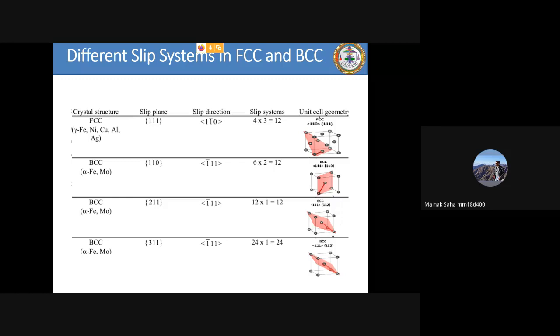Okay, now one very simple question to you guys. I am telling you that in FCC there are 12 slip systems, only 12. And in BCC there are 48 slip systems. But if you consider the most close packed slip system, 110 111, there are only 12, correct. Now I will ask the question like this: if you have an FCC material and a BCC material, which of the two will you find to be the most ductile? Any idea on this?